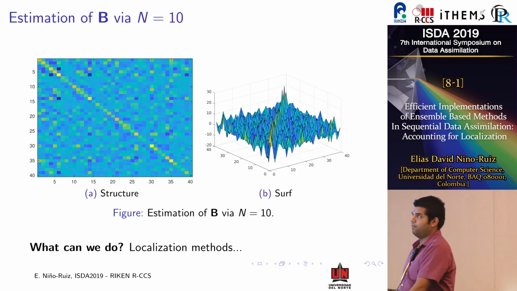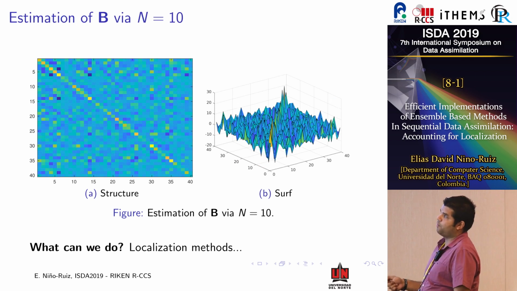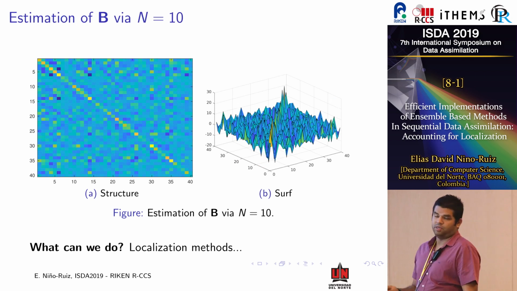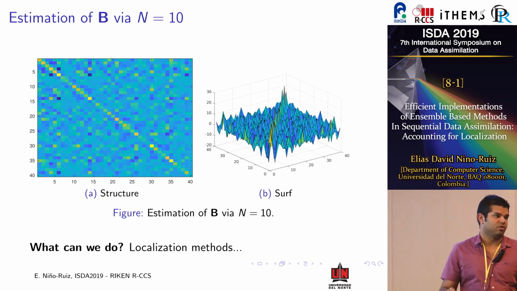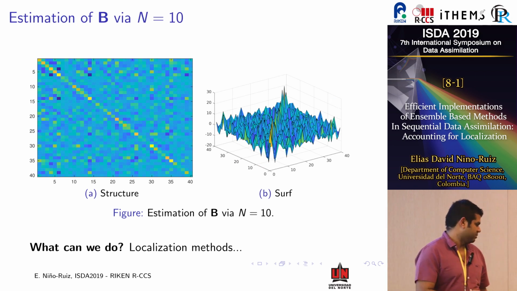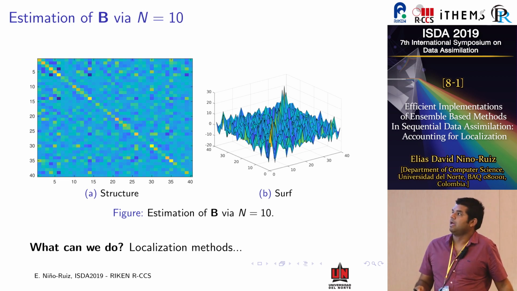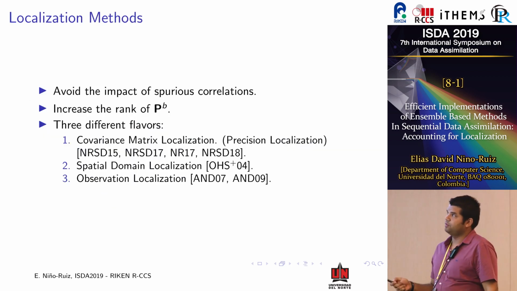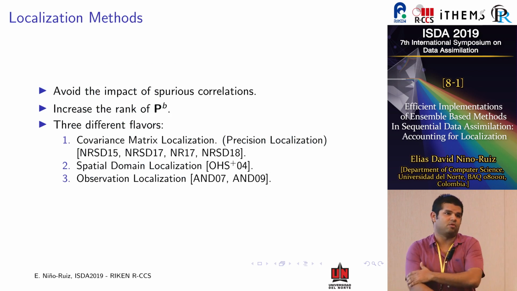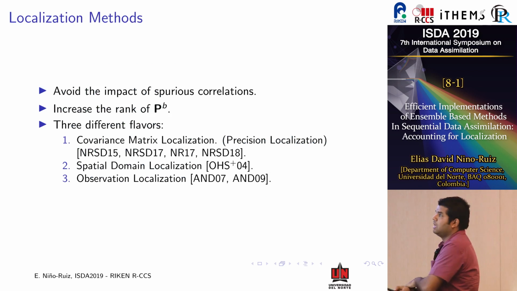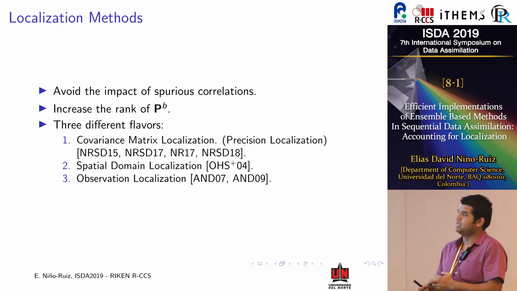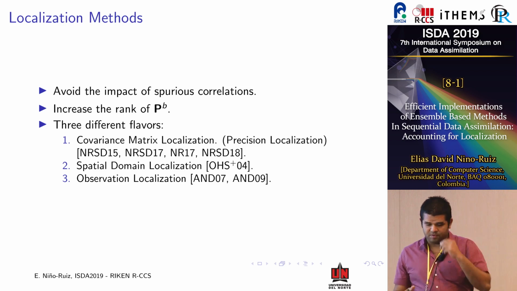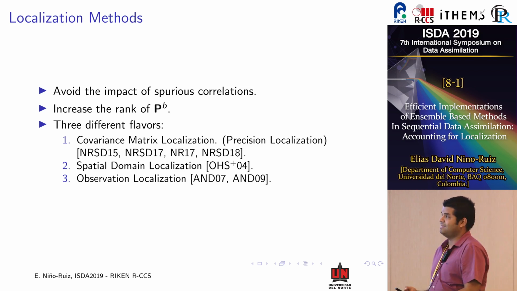This is how the covariance matrix looks when we use only 10 ensemble members. You can see it's very noisy and very peaky, and we have a bunch of spurious correlations in that covariance matrix, okay? Then we can make use of localization methods. We know that they can help us counteract the effects of sampling noise. And there are three different flavors: covariance matrix localization, spatial domain localization, and observation localization. All of them have been proven to work very well in practice.